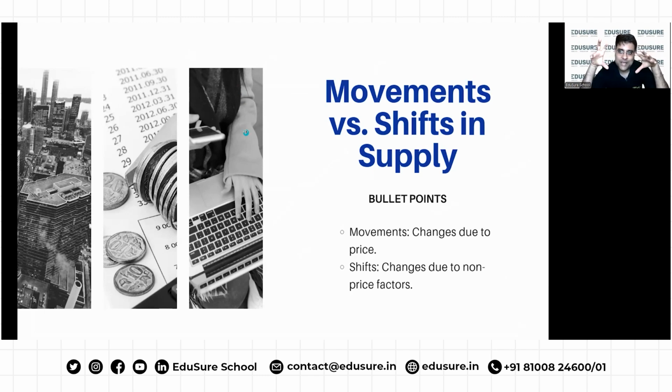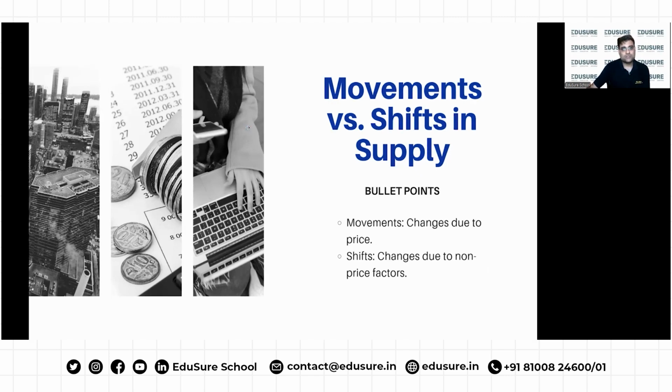And the shift in the supply curve occurs when other factors like the production costs or the technology are changing. So, for example, if the cost of wheat decreases, bakers can produce more bread, shifting the supply curve to the right. So, the input cost has gone down, basis which the bakers are able to produce more bread, shifting the supply curve towards the right. So, a movement and a shift along the supply curve.